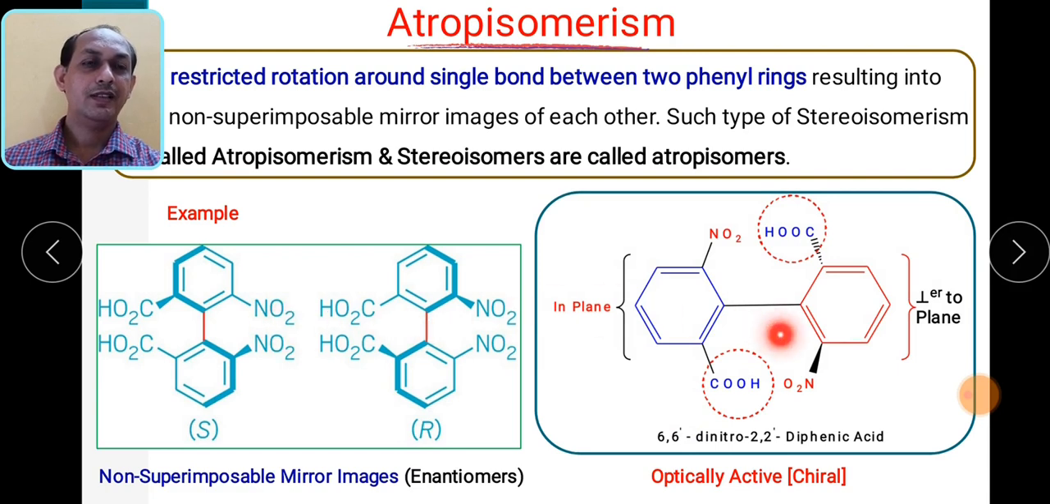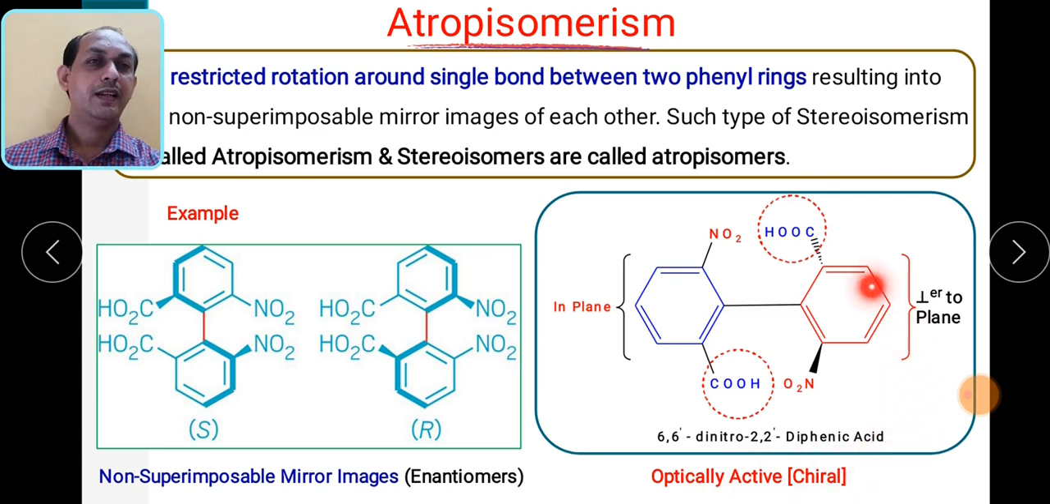The same structure you can see in this way also, just like a normal one. What is the name? If you know the numbering, how to give the numbering: if I give 1, 2, 3, 4, 5, 6 in this way, then 1', 2', 3', 5', 6'. So it is a 6'. Next thing, nitro, COOH, unsymmetrical substituents; COOH, nitro, unsymmetrical substituents. So no question, this particular structure will be optically active.